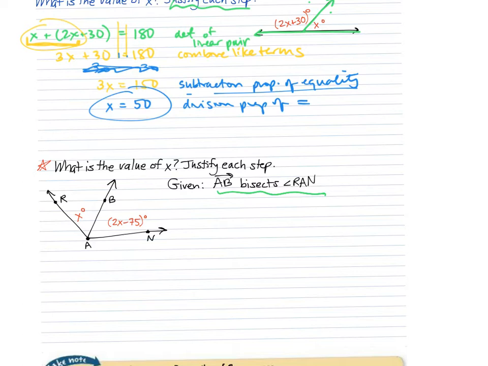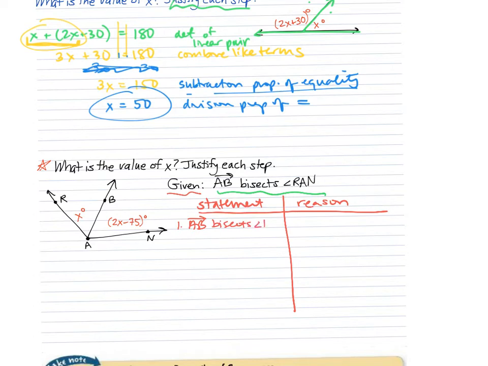Okay, so when we do these proofs, I'm just going to start here with statement, and then reason. That's what we do. Wow, it's been a while. Okay, so the first thing you're going to write under your statements is what is given. So we're given that ray AB bisects angle RAN. And the reason that we know that's true is because it was given. So you're going to write given.